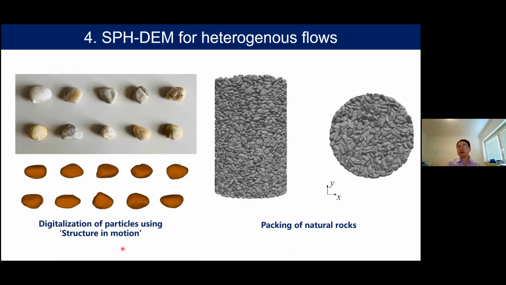To verify the presented surface mesh represented DEM, we first, for example, go to the park to pick some stones, and we take pictures of the stones. Using a technique called structure from motion, we can get the three-dimensional geometry digitally, and we can use it in any kind of simulations. Here, for example, on the right-hand side, we show packing of the natural rocks.